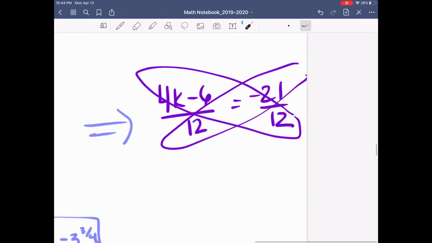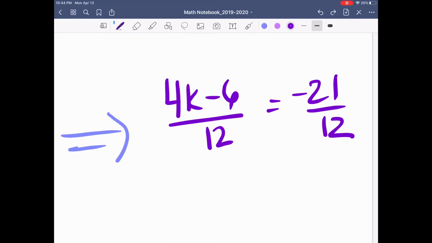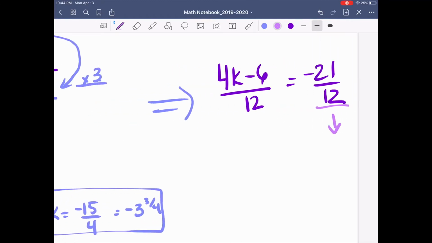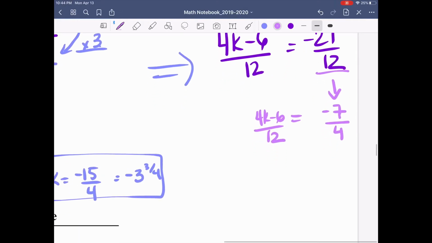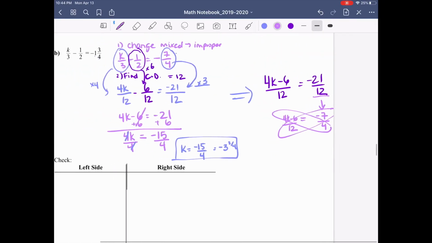The other thing you can do, if you don't want to do the other method, is before you cross multiply, simplify the fractions if they can be simplified. So for example, negative 21 over 12 can be reduced to negative 7 over 4 equals 4k minus 6 over 12. And then you can cross multiply, which makes the numbers a little bit easier to work with. But still, you're going to have to reduce at the end. So you can do 4 times this, and then negative 7 times this, and then do SAMDEB to simplify.